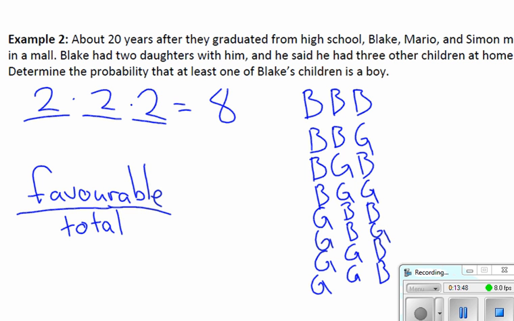Okay, so if you did do this, you've listed out all the different combinations of children for Blake, right? And you can see that any of them with at least one boy is favorable. So, for example, this one has 3 boys, so this is okay. This is good. And same with this one. All of them, right? Except for the last one, which this should be a girl here.